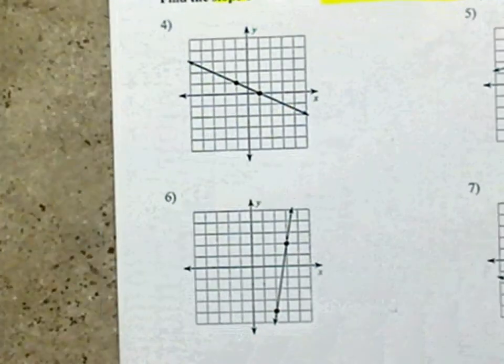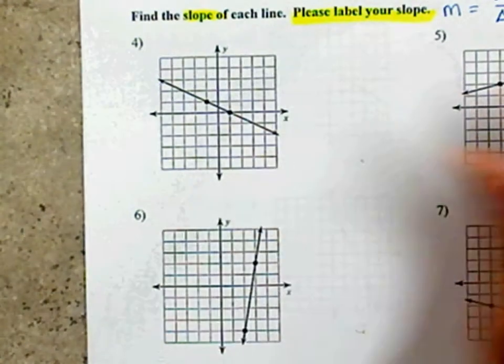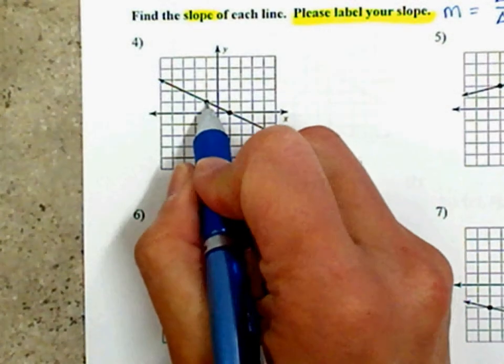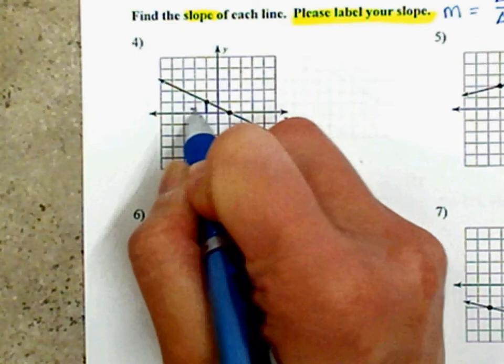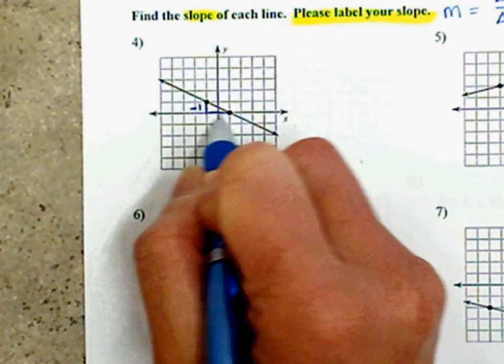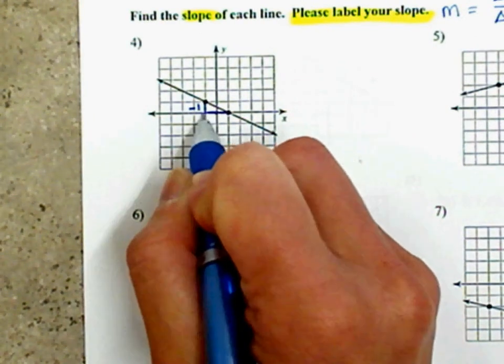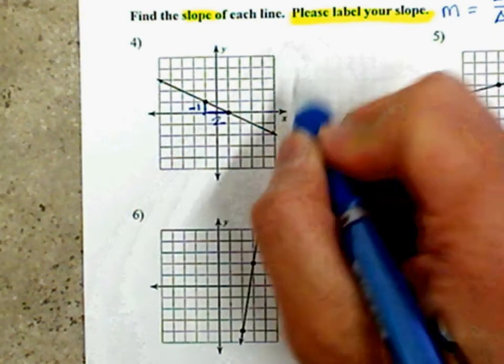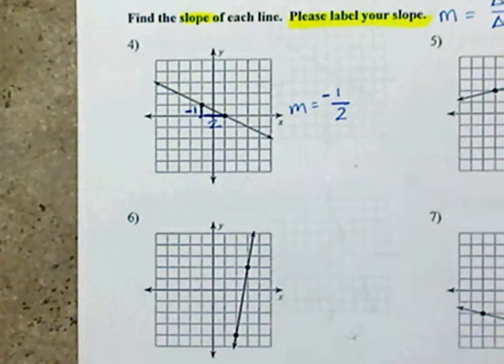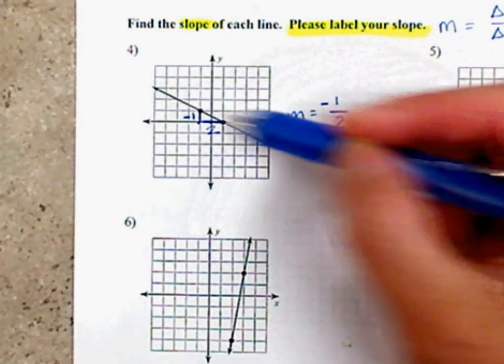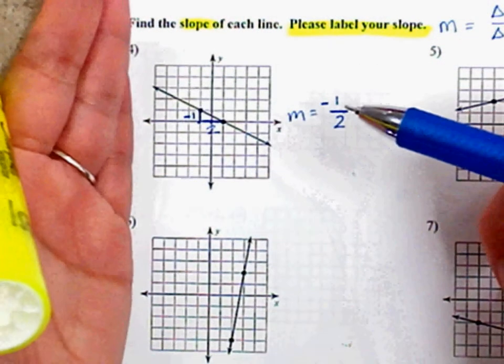So let's look at number 4. Notice I have 2 points, any 2 points. So I'm going to go from this point to this point. How do I get there? You went down, so that's a -1, and you went how many places to the right? Starting here, 1, 2. So your slope is -1 over 2. Notice how this is a negative slope. It's going down from the left.